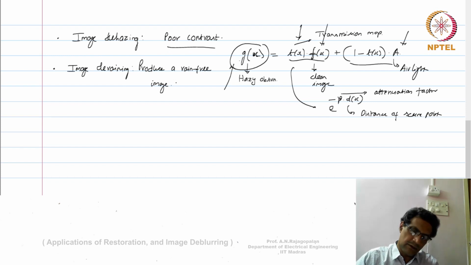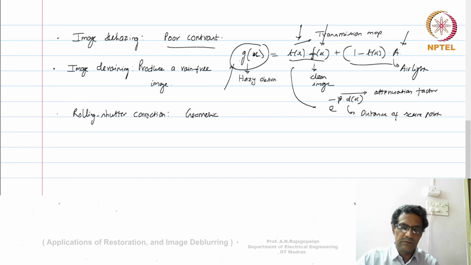Then there is something called rolling shutter correction, which I mentioned to you in the beginning. Rolling shutter is again an effect of motion of the camera, especially when you have a shutter mechanism that is rolling shutter, which is a correction that you need to do in order to account for the camera motion effects. So this kind of degradation is really a geometric degradation, which you would like to do a geometric correction for.